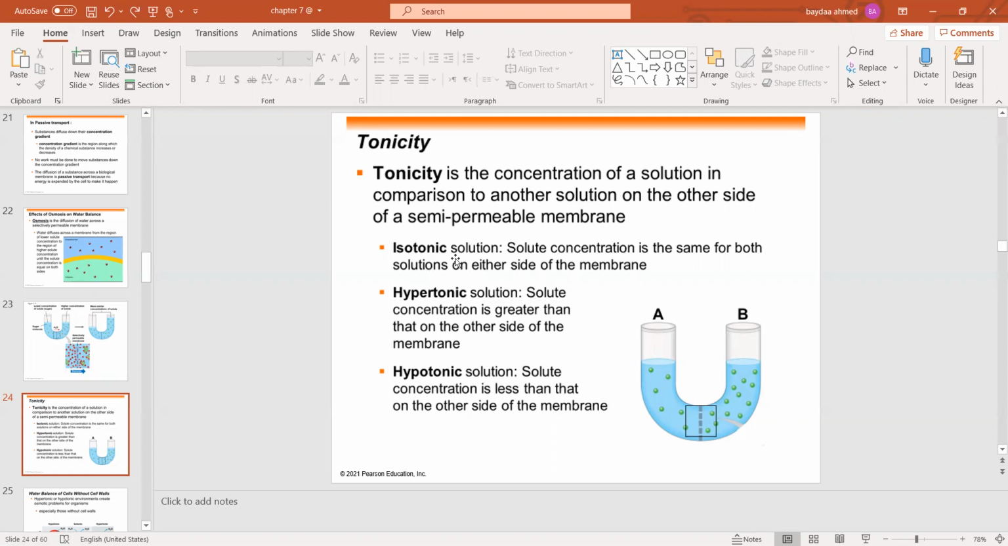Iso, the root of the word isotonic, means equal. If you remember that hypertonic and hypotonic are higher and lower concentration, then isotonic must be the case where both solutions have equal concentration.